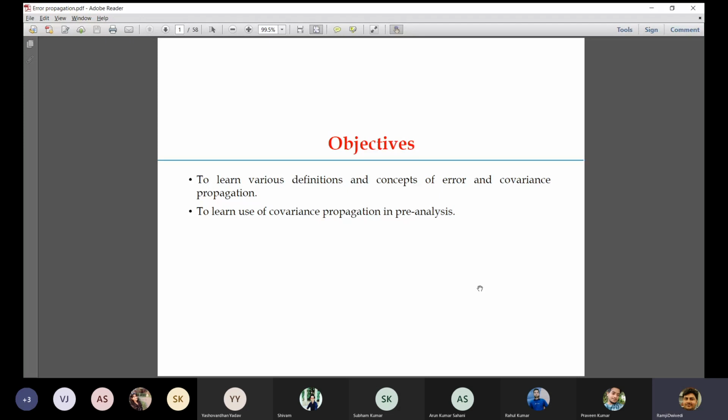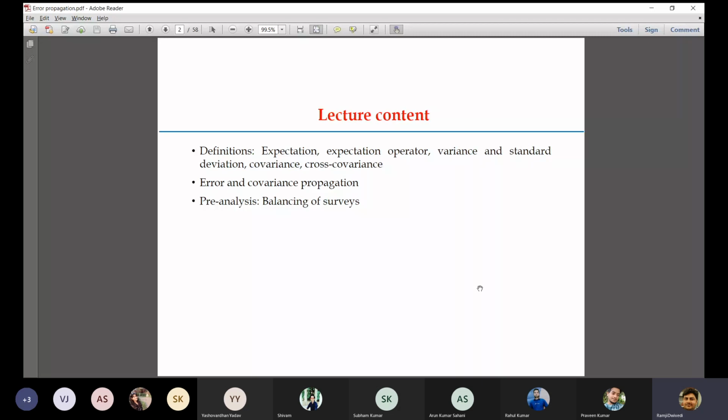Even propagating your systematic error to indirect quantities is itself a blunder. Okay? So you cannot commit it. Anyways, the lecture will consist of the expectation operator, variance and standard deviation, covariances, and then we also discuss the cross covariance. It's a very good quantity.